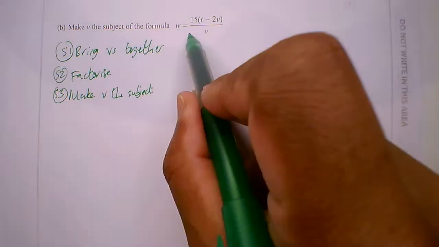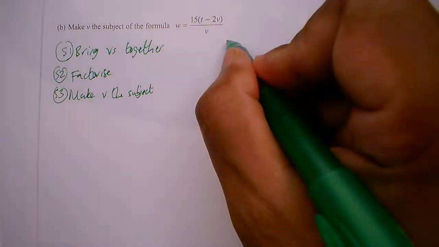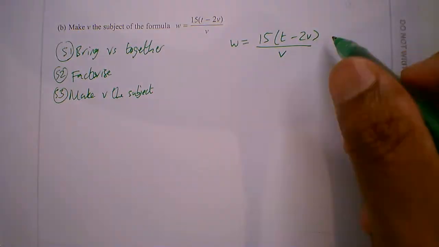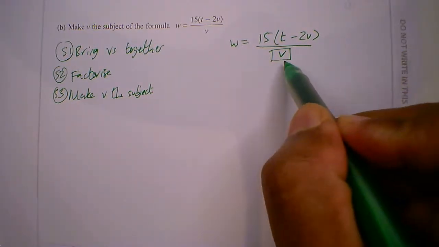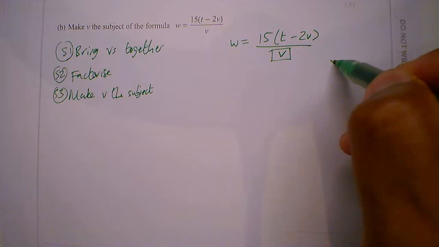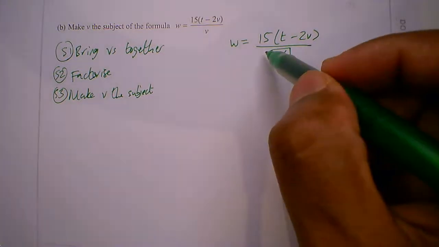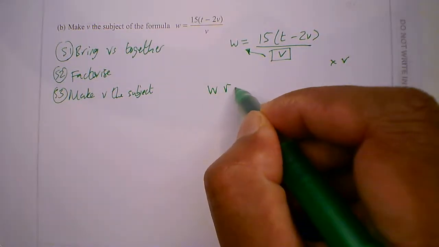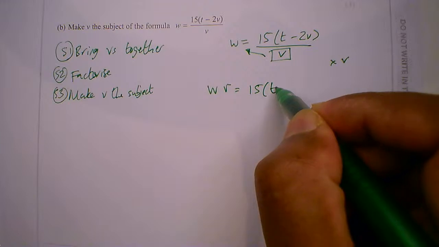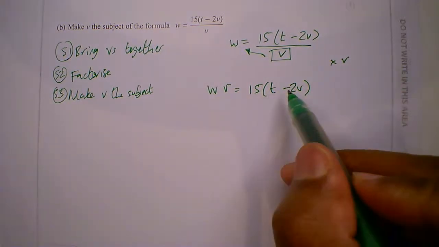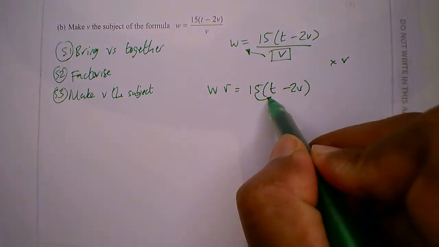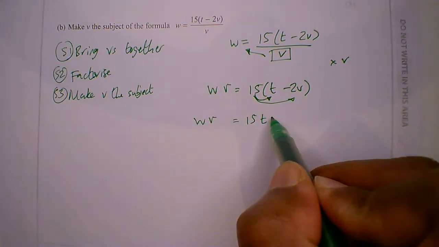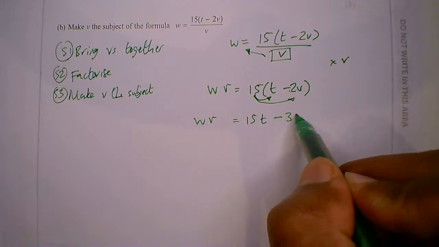Okay, so let me rewrite this: W equals 15 times T minus 2V, all over V. Because V is at the bottom, we are dividing by V. So opposite of dividing by V is timesing by V. Or the shortcut would be we just take it up across. So this becomes WV equals 15 brackets T minus 2V. Now we've got brackets here, so we need to expand these brackets because we want to get to V. So WV equals 15T minus 15 times 2 is 30V.